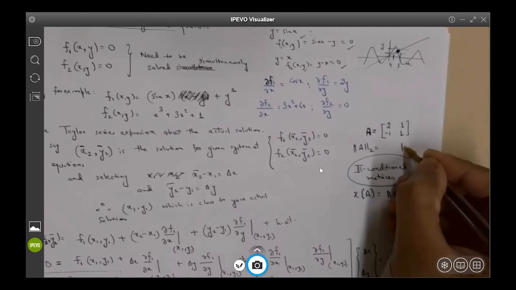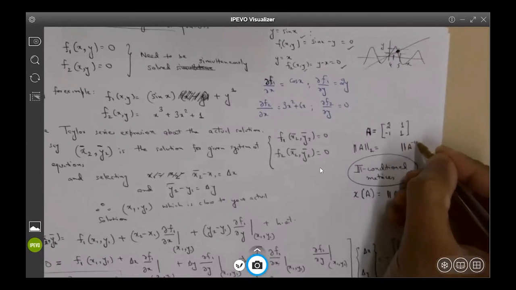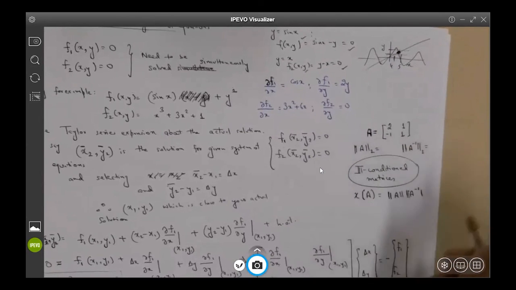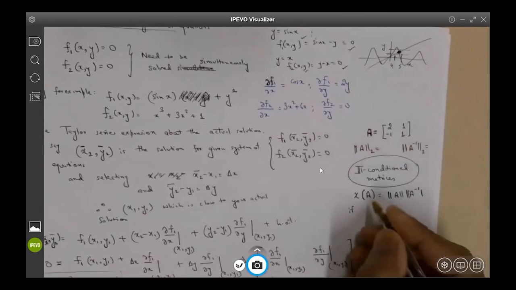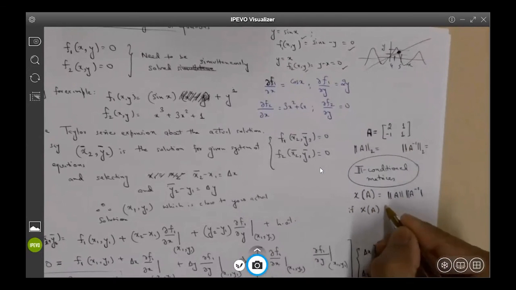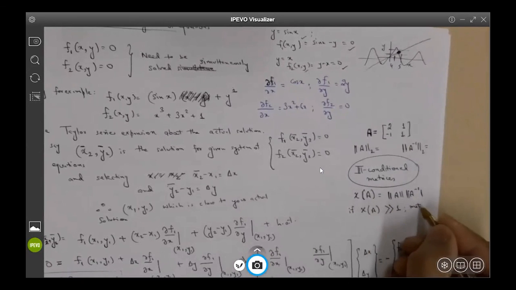And similarly, take the inverse of that and find the L2 norm. You multiply those values, and you get the condition number. So if the condition number is very, very large, then you have an ill conditioned matrix. Now that's a summary of that section, but I left that section for you to read by yourself.